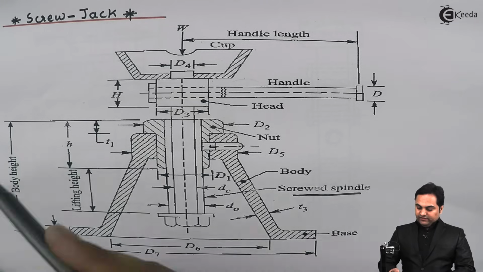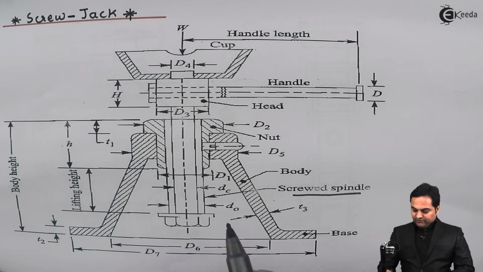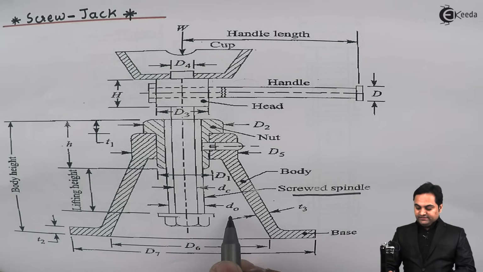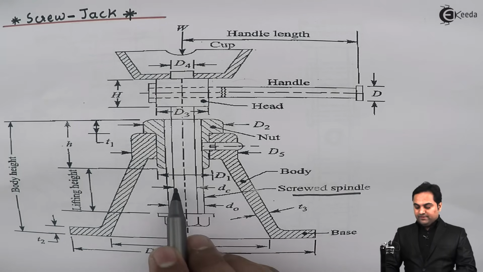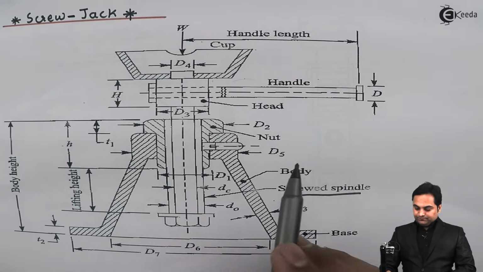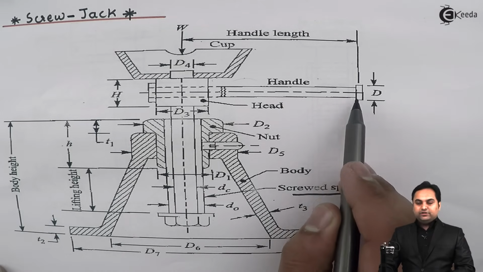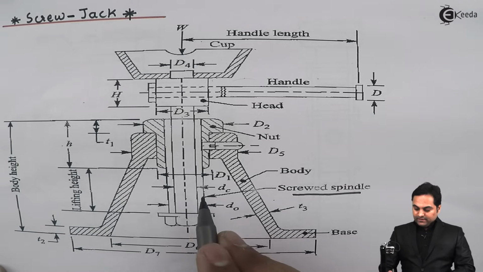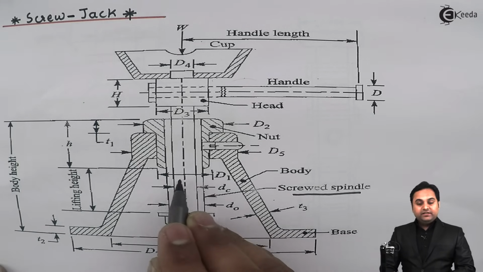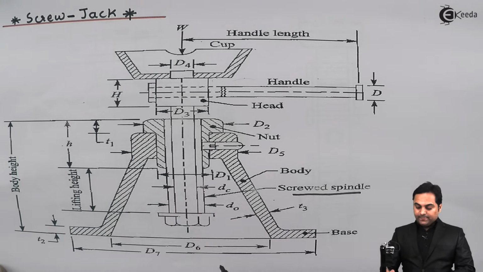Next, here we can see some of the dimensions. I'll just explain some of them. For example, here there is DC and DO. DC indicates the core diameter or the minimum diameter of the screw. DO indicates the outer diameter of the screw. Next, here we have capital D, which we can take as the diameter of the handle. Capital D1 is the outer diameter of the nut.